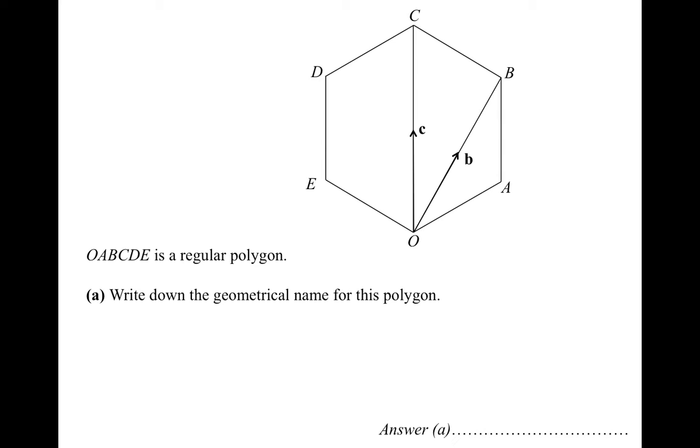So here's another exam question about vectors from 2013, and it says OABCDE is a regular polygon. Write down the geometrical name for this polygon. Well, it's got 6 sides, so it's a regular hexagon.